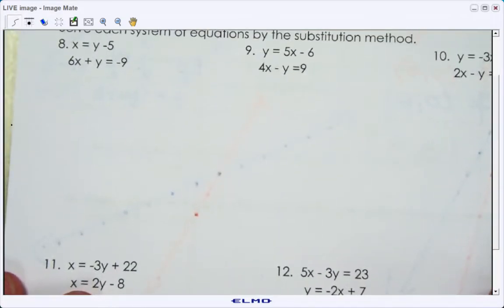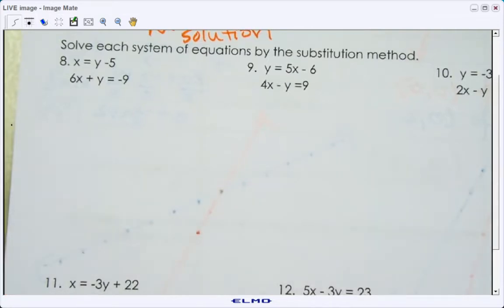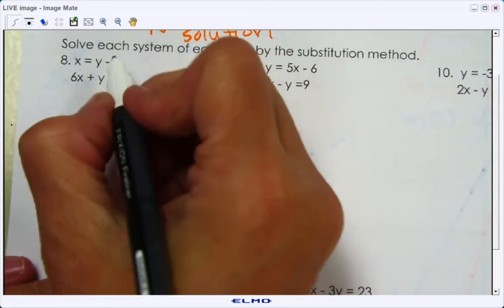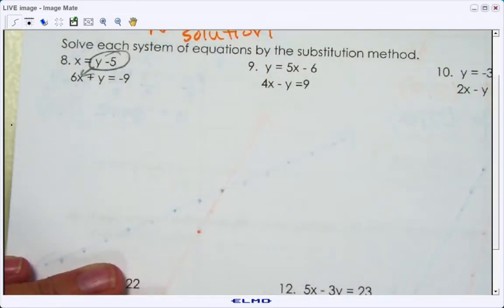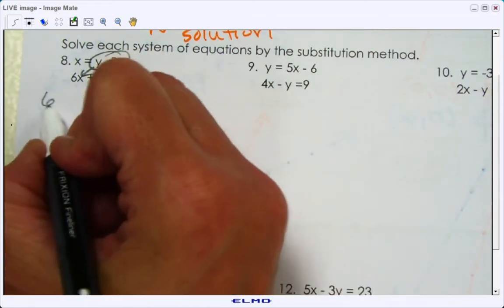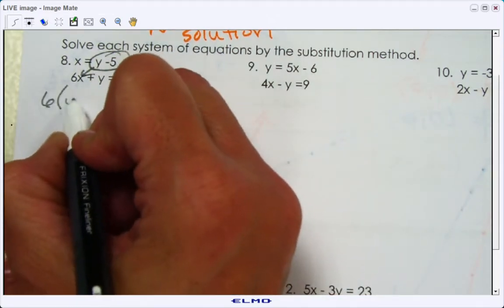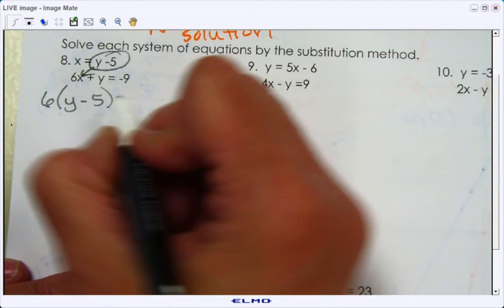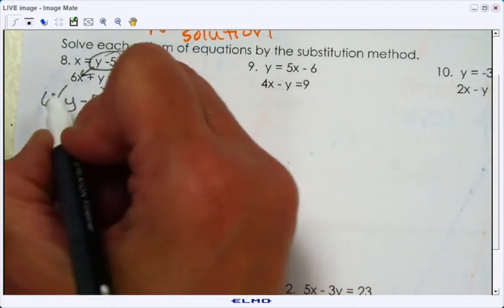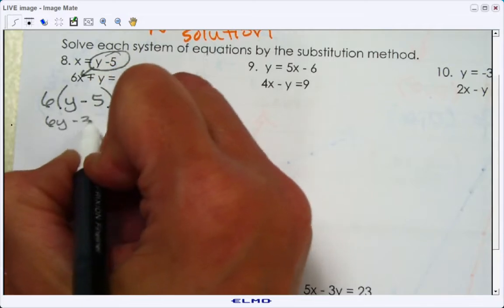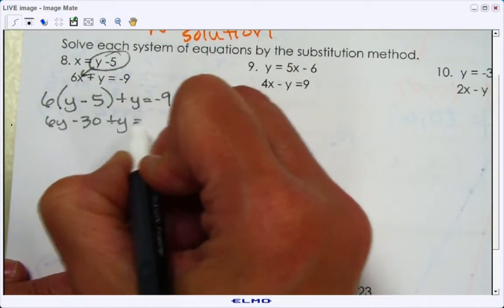Sorry about that. Okay, let's come down here, and we're solving by substitution. So I'm going to take this right here, and I'm plugging it in for that x right there. So 6, replace the x with y minus 5, plus y equals negative 9. I get 6y minus 30 plus y equals negative 9.